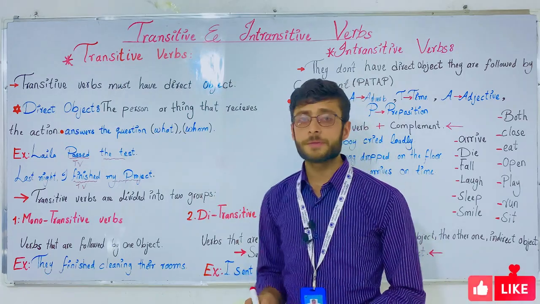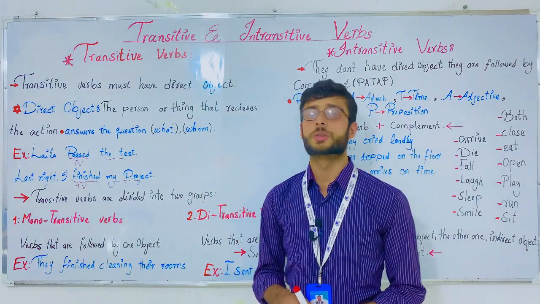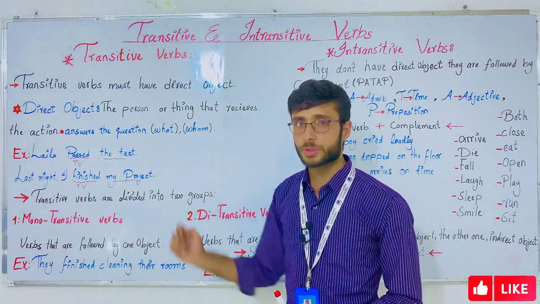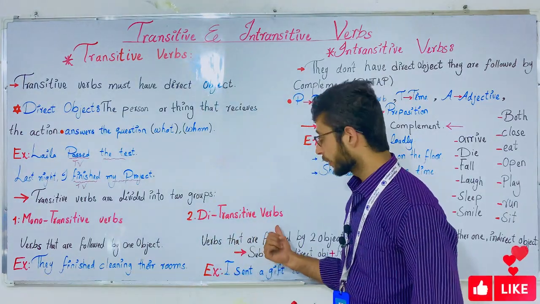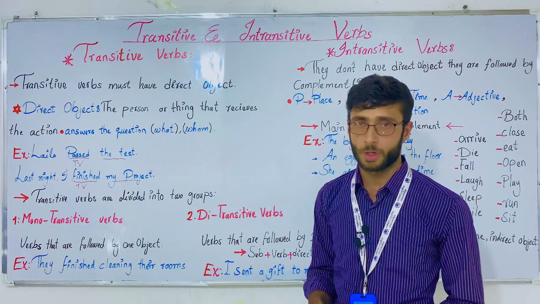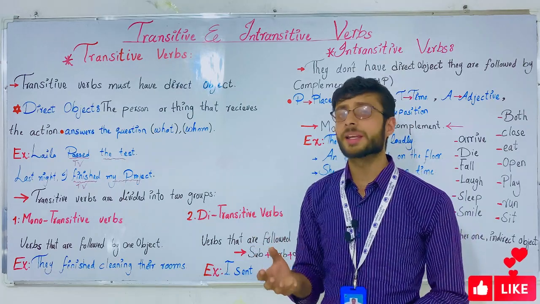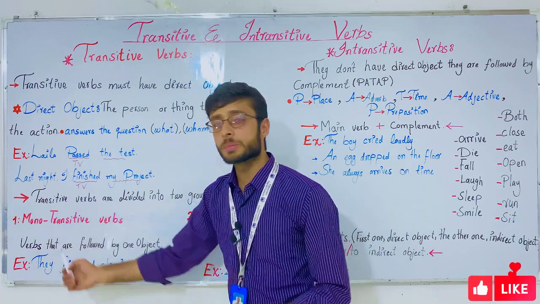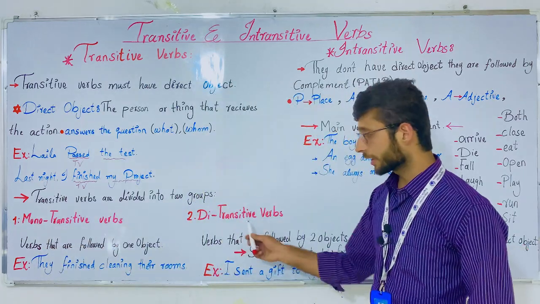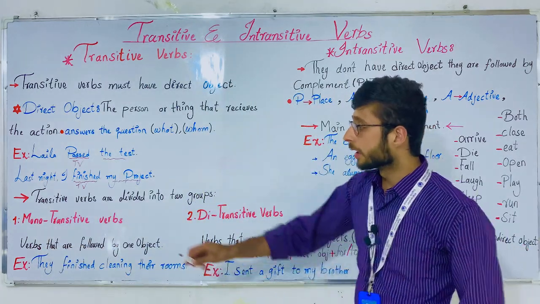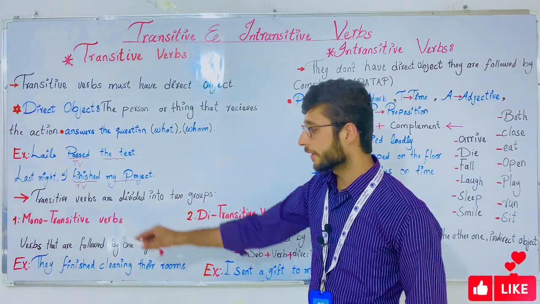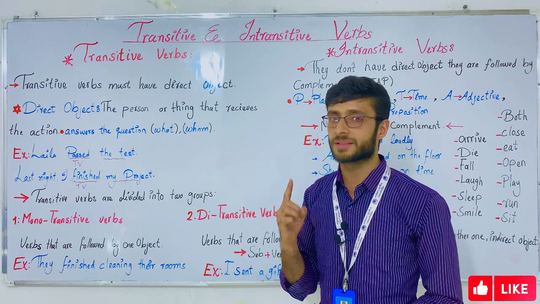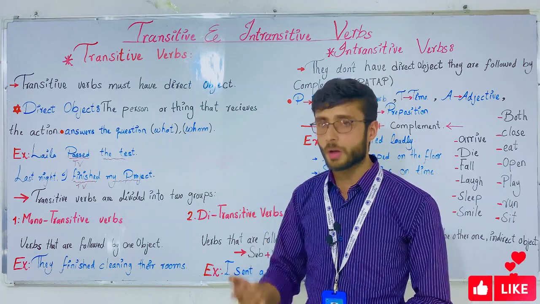Now, transitive verbs are divided into two groups, two categories. The first one is called monotransitive verbs and the second one is called ditransitive verbs. These are clear from their names. If it is monotransitive, mono means one. Ditransitive means two. Monotransitive verbs are verbs that have one object. It is necessary to have just one object after them.